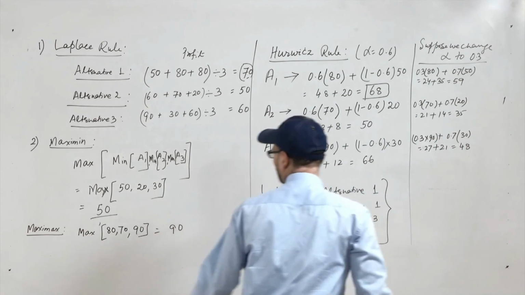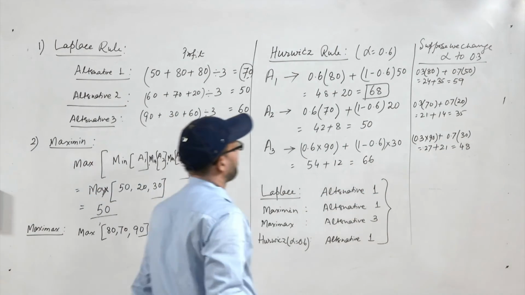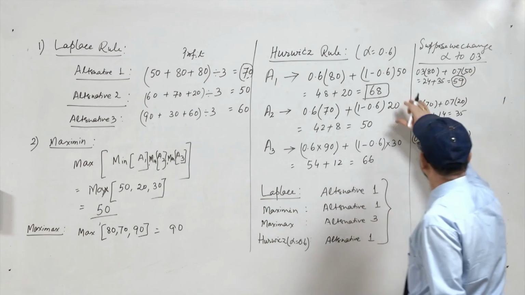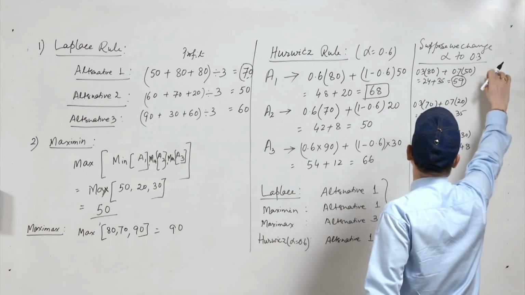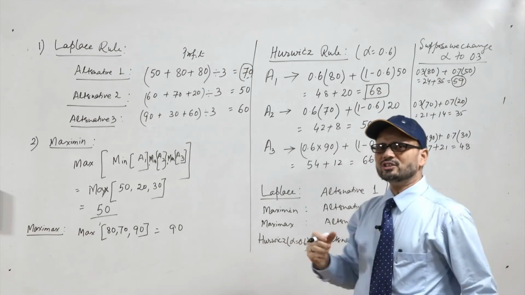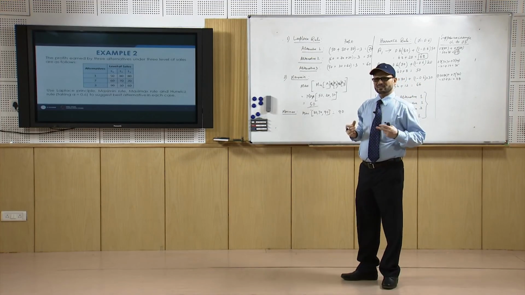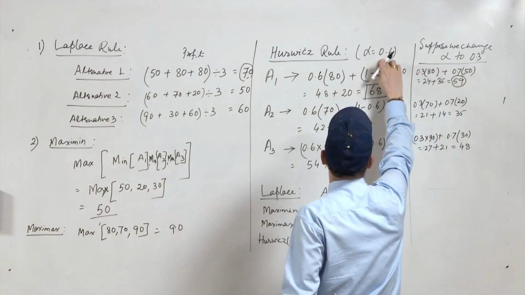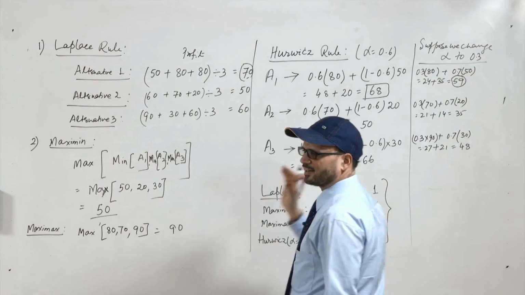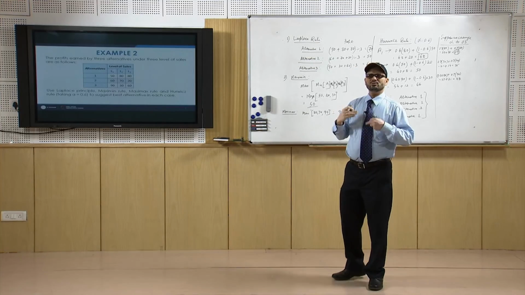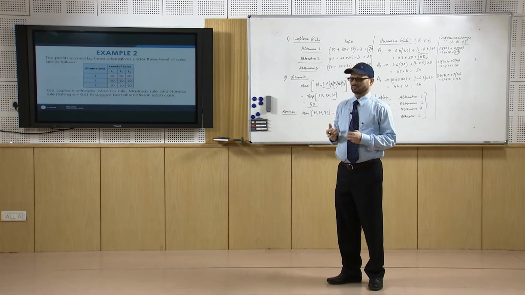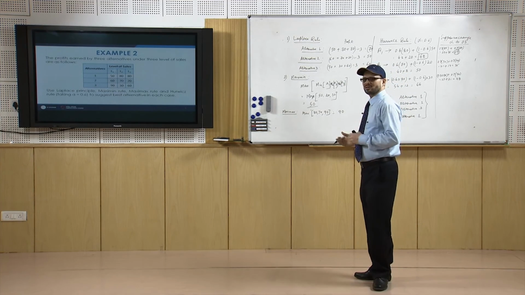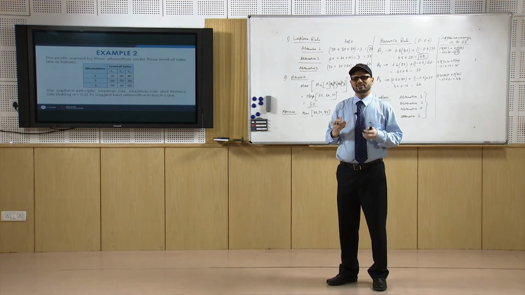Again, using even this parameter, we see that A1 is preferred. So, this way you can have different values of the degree of optimism alpha, and based on that the alternative can be selected which should be the most preferred one, and you can use any of these methods to suggest the best alternative.